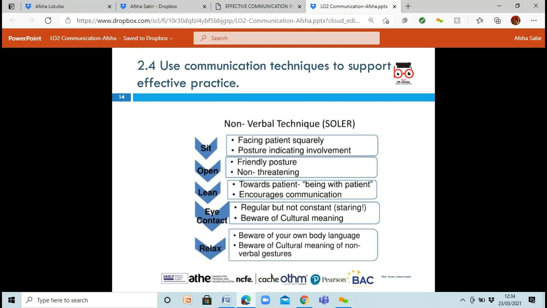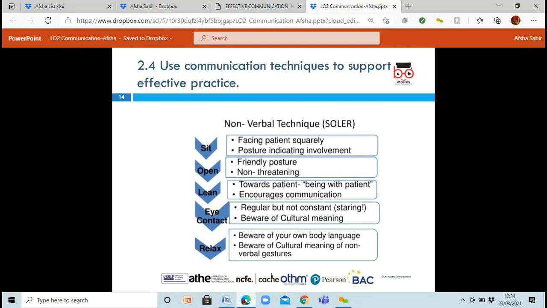Then lean towards your patient. Actually be with the patient, so they know that you've got their 100% attention. While you're talking to them, don't be writing notes down. Don't be looking at your clock. Don't be looking at anything else that needs doing. Just lean towards them slightly. This will help you to encourage the communication to get them to start talking.